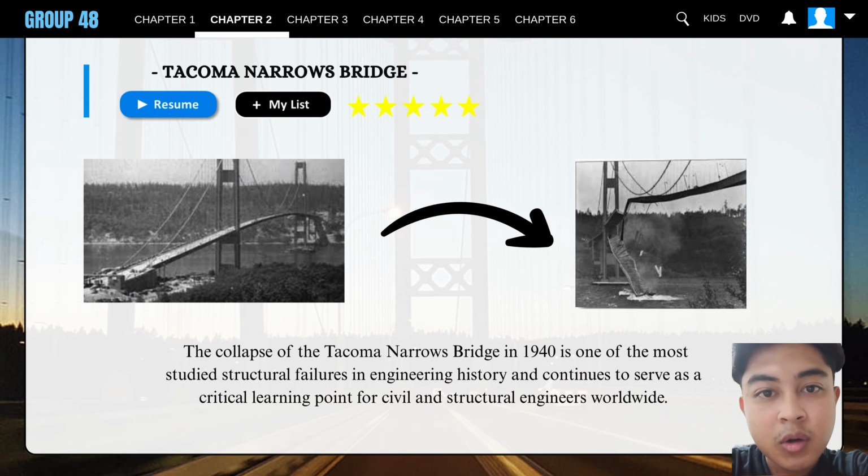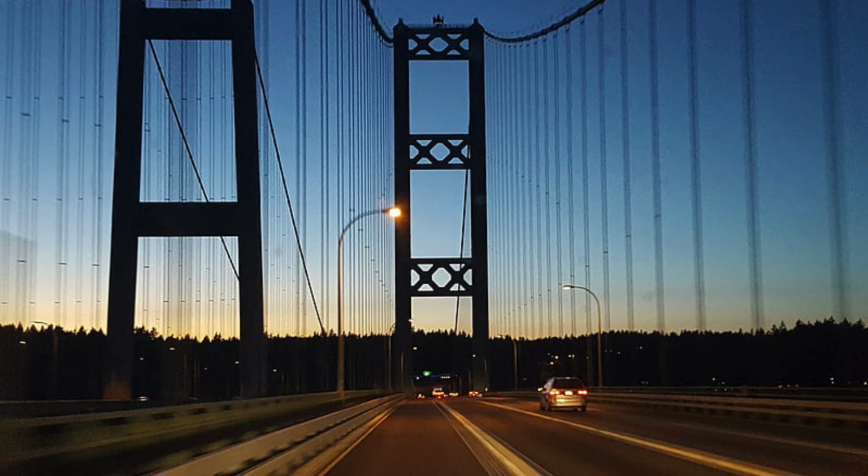The collapse of the Tacoma Narrows Bridge in 1940 is one of the most studied structural failures in engineering history and continues to serve as a critical learning point for civil and structural engineering worldwide. The bridge, located in Washington State, USA, was designed to span the Tacoma Narrows Strait of Puget Sound and opened to traffic on July 1, 1940.